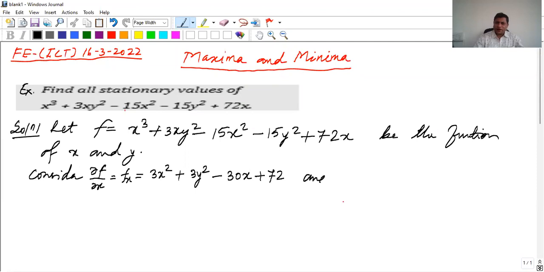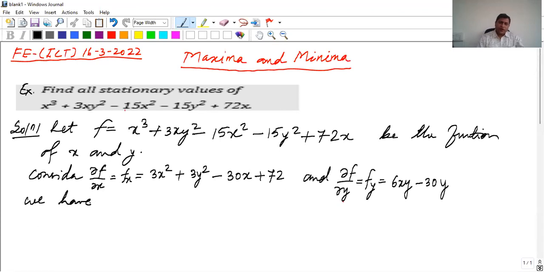And we have dou f by dou y, that is fy. We differentiate this function with respect to y. The derivative of the first term is 0, so here we have 6xy. The derivative of the next term is 0, minus 30y, and the derivative of the last term is 0. So we have completed the first step. Next, we have to solve dou f by dou x equal to 0 and dou f by dou y equal to 0.